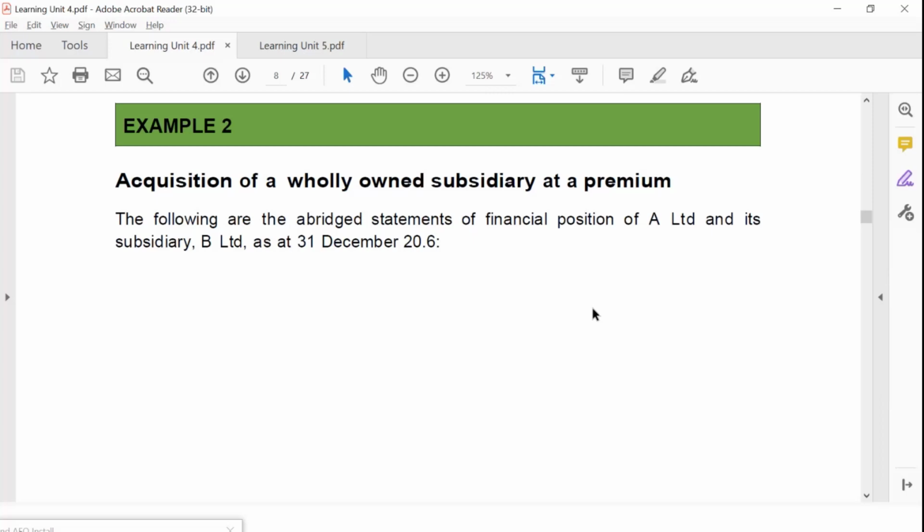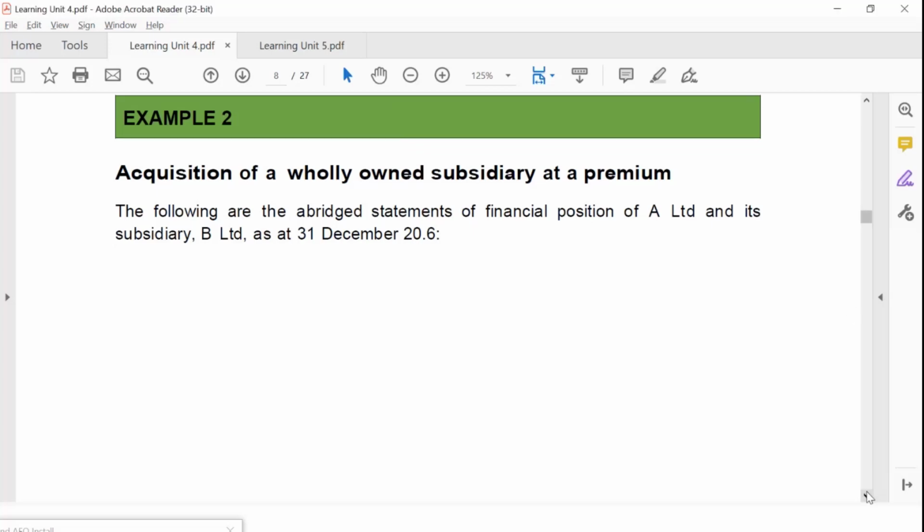It says the following are the abridged statements of financial position of A Limited and its subsidiary B Limited, right? So who is the parent company? Is it A or B? A is the parent. A Limited is the parent company. Yes, thank you. A Limited is the parent company and B is a subsidiary. Good. And they've given us the financial statement as at 31st of December 20X6. Good. So let's see what information we have.